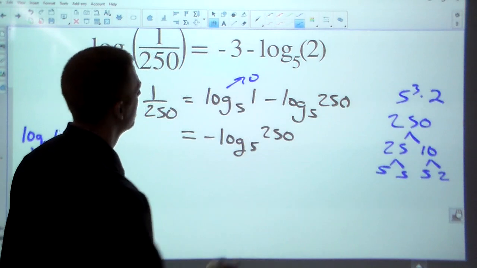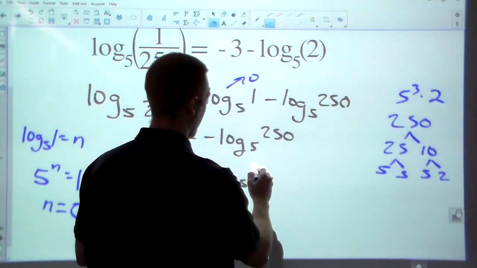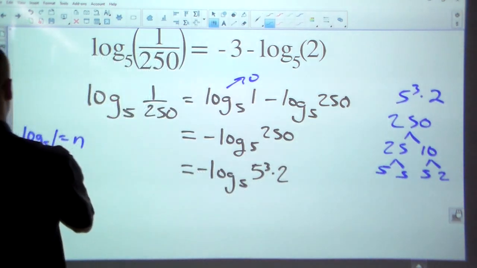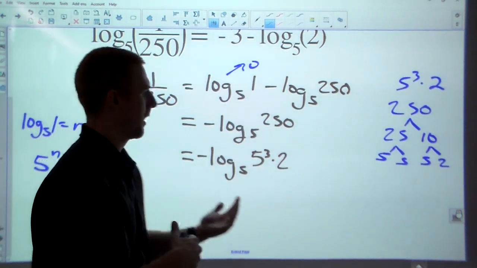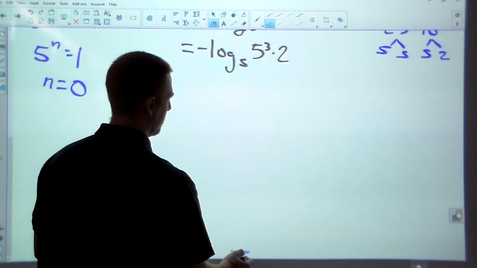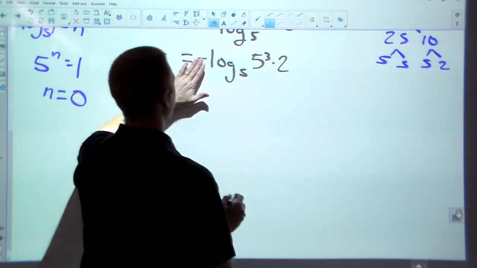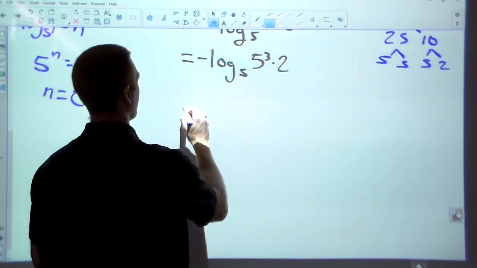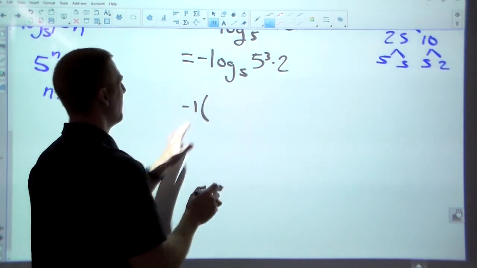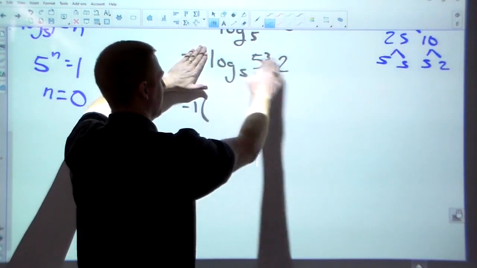Okay. So let's see what that gets us. Let's rewrite it, log base 5 of 5 cubed times 2. Now both of the problems we went through already kind of lead us into some good stuff here, because this is now 2 terms multiplied. And you've got this negative out front. That can be kind of annoying. So what I'm going to do is say negative 1 times whatever I get, because I don't want to deal with carrying this negative through. I'm just going to say negative 1 times whatever happens here.